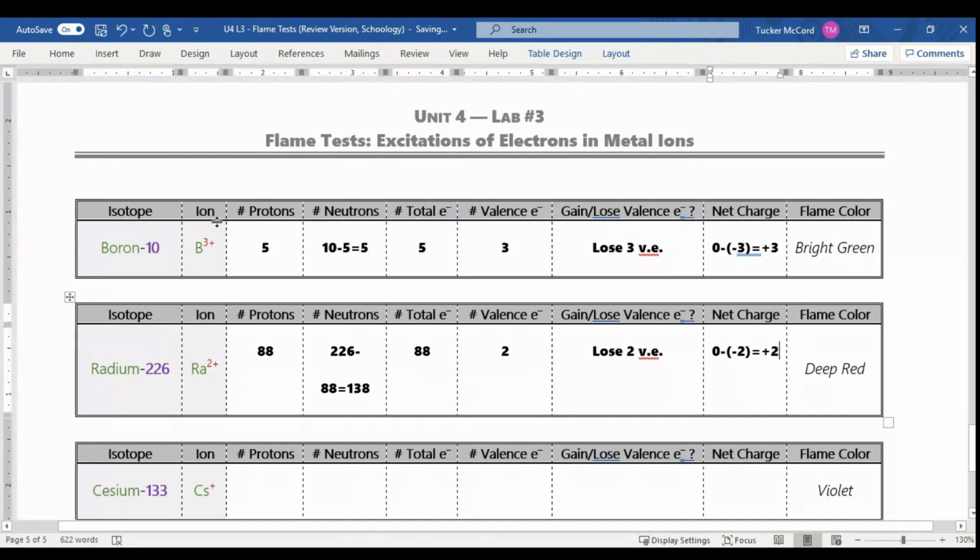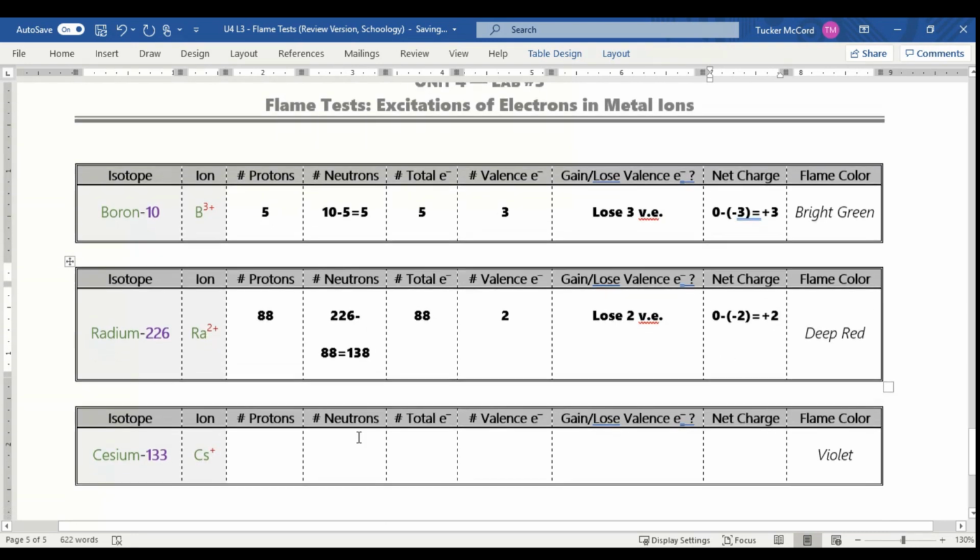You may also notice if I'm giving you the symbol for the ion, it has the charge up in the top right. That should match the charge that we get over here. So this +3 should be the charge of this ion. +2 should be the charge on this ion. We might have a shortcut here for the last one.